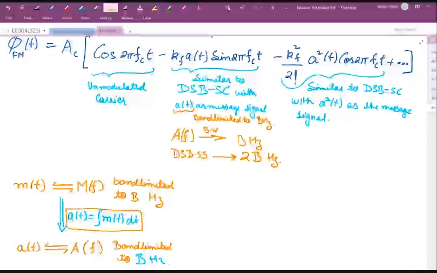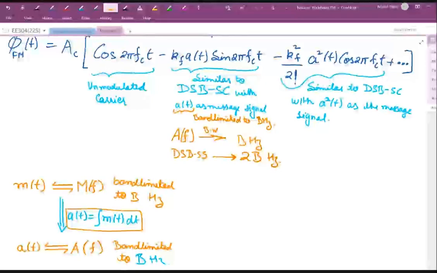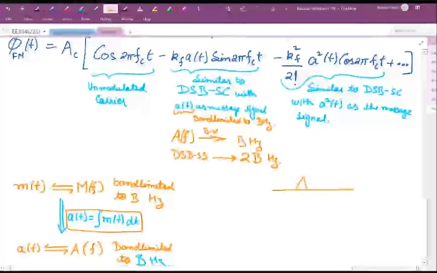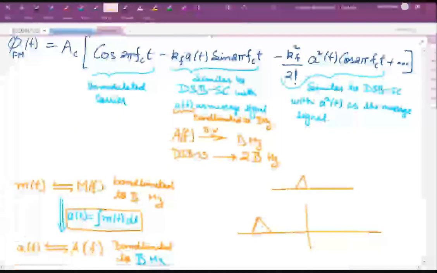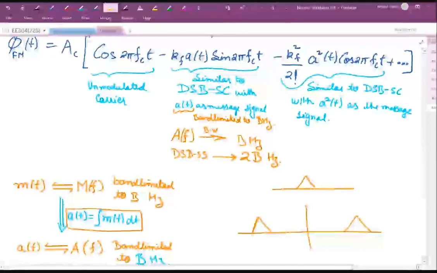So now we want to obtain the equivalent bandwidth of the third term. Now in the third term, we are saying that the equivalent message signal is a square t. Can you repeat how it's 2B for DSB-SC? If the message signal is like this, in DSB-SC signal we get two such. So the overall bandwidth will be twice the original bandwidth of the message signal.